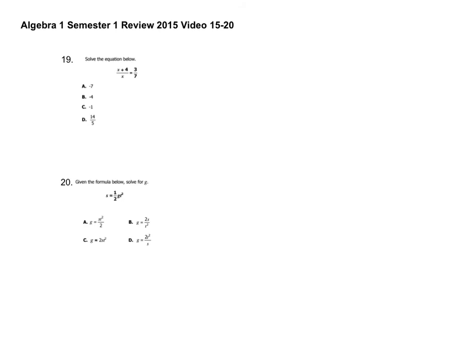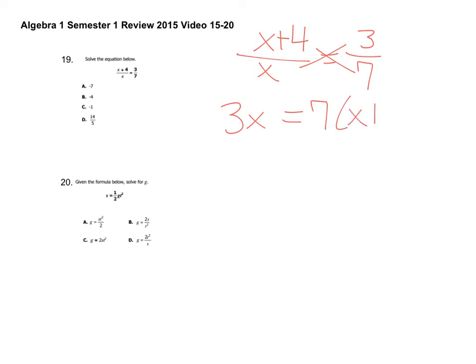Now I have a proportion. X plus 4 over x equals 3 over 7. I'm going to solve this using cross products. 3 times x is 3x, and I set that equal to 7 times the quantity x plus 4. I have distributive property. Now, notice I have a variable on both sides. My smallest one is 3x. If I move it, I end up with a 0 over here, which you can handle.